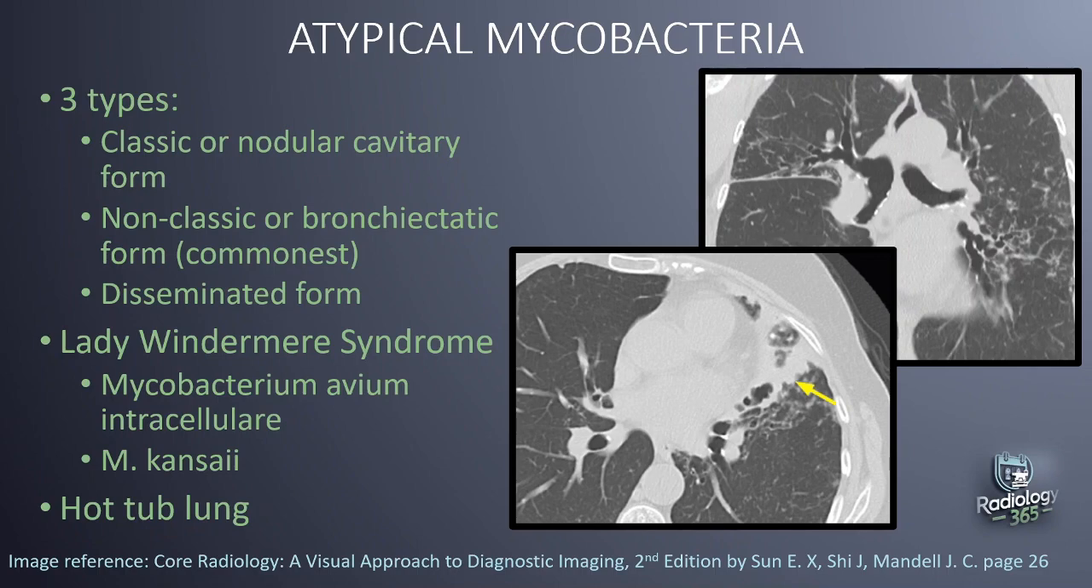There's another entity called hot tub lung. Hot tub lung is a hypersensitivity pneumonitis in response to atypical mycobacteria. That is not to say it's an infection, but to say it is hypersensitivity pneumonitis. Hypersensitivity is like an allergic reaction. So it's an allergic reaction to the exposure to the mycobacteria, not necessarily proliferation of the mycobacteria causing infectious causes.